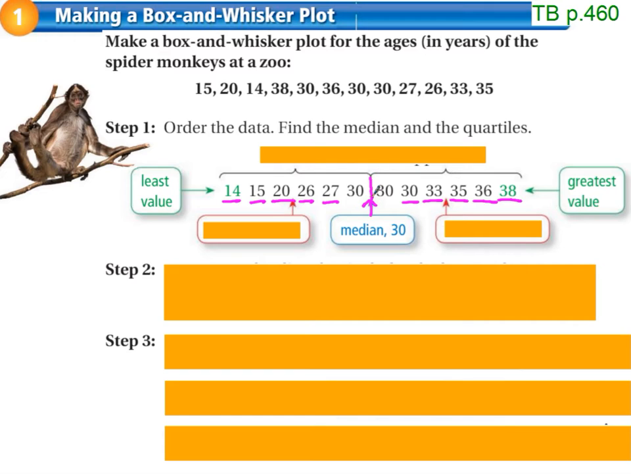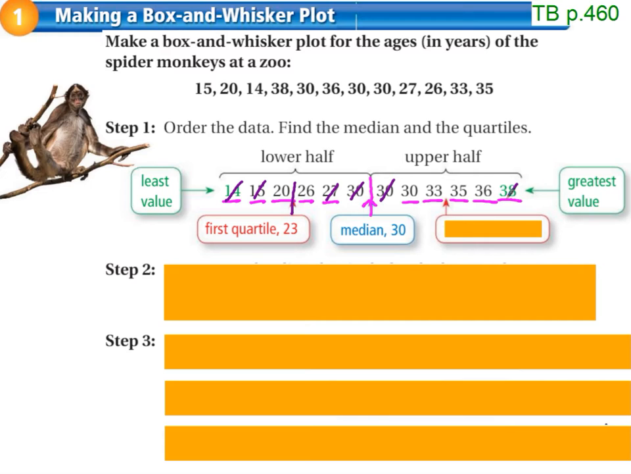Okay, now once we've divided our data up into the lower half and the upper half, then we need to find quartile 1 and quartile 3. So to find quartile 1, we find the median of the lower half of the data, and once again, it's going to fall in between 2 numbers. So between 20 and 26, the middle value would be 23. So basically, we're finding the mean of 20 and 26, add them together. It's 46. Divide by 2, we get 23.